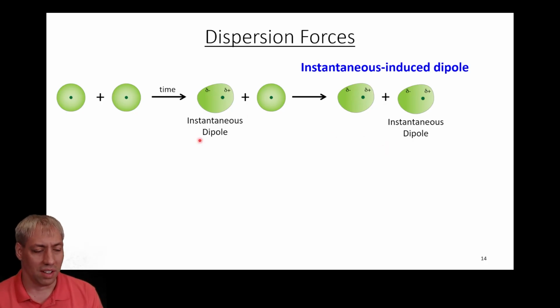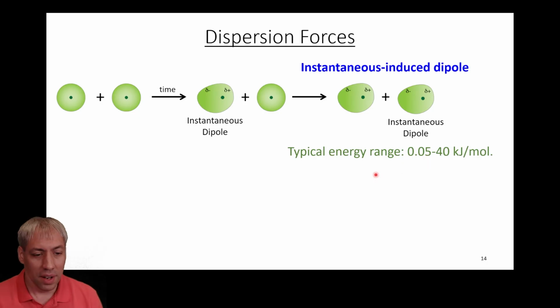This is instantaneous, it just happens, and then this should actually read induced dipole. So you have an instantaneous dipole inducing a dipole, and then it propagates through. If you have another nonpolar here, and another nonpolar here, it's going to induce a charge throughout that. And so you can have an electrostatic interaction between nonpolar molecules, and it's temporary, which is why it's called instantaneous induced dipole. This has a really wide energy range, from 0.05 to 40 kilojoules per mole, and it really depends on the size of the molecule and the nature of that electron cloud.